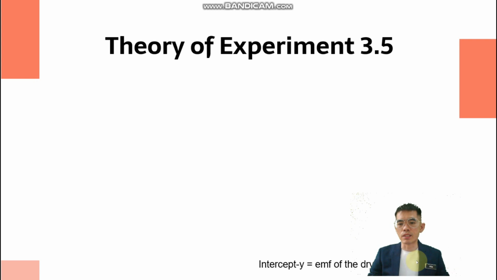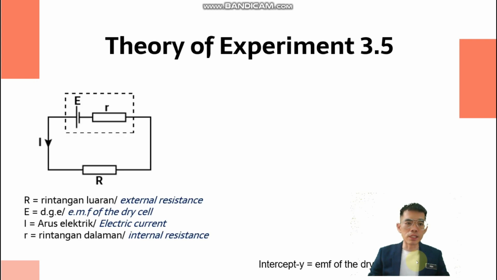Okay, basically this is the theory about experiment 3.5 you have already learned in Chapter 3. This is the arrangement of the apparatus in this experiment, where R represents the external resistance, E represents the E.M.F of the dry cell, I represents the electric current, and the small letter r represents the internal resistance.